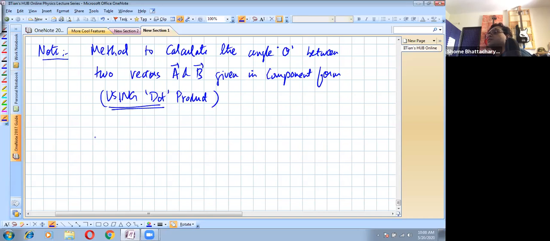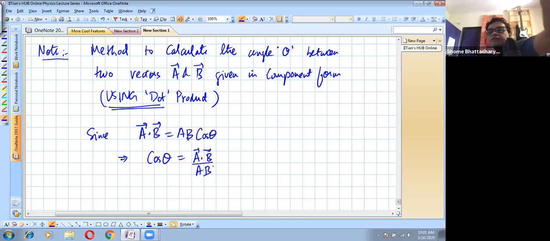Since the definition of A dot B is magnitude of A into magnitude of B into cos theta, if we invert this definition, cos theta is nothing but the dot product of A and B divided by the product of their magnitudes. So anytime two vectors are given to us in component form, this is very easy to calculate.